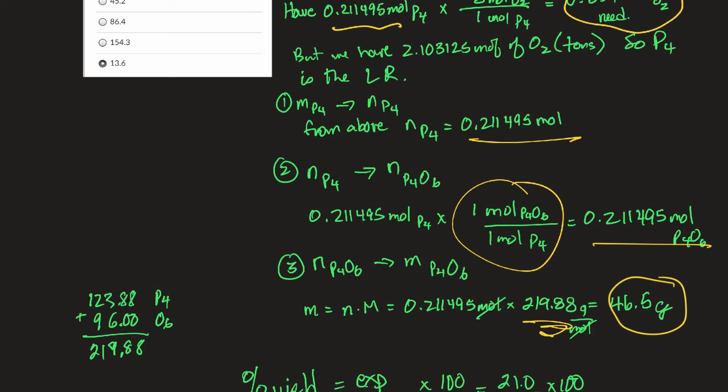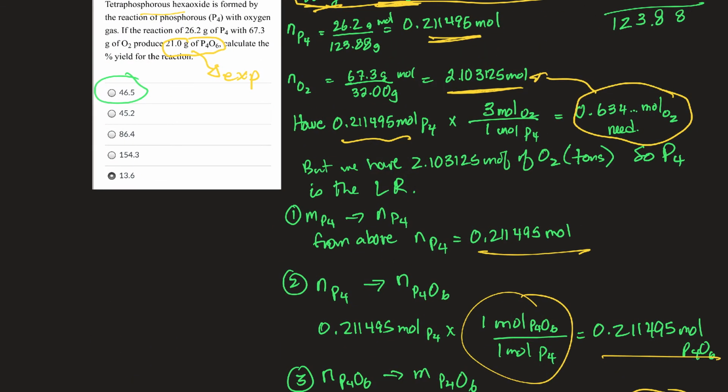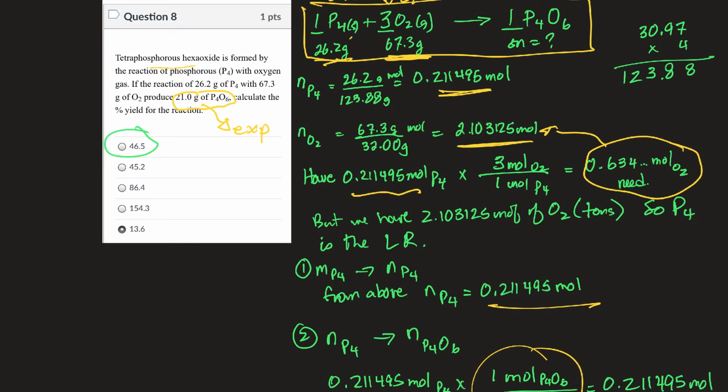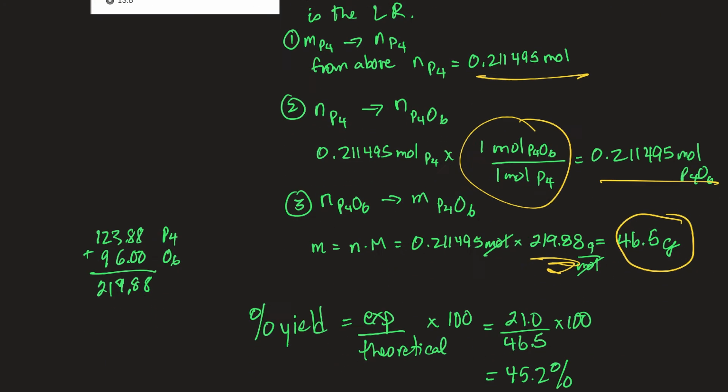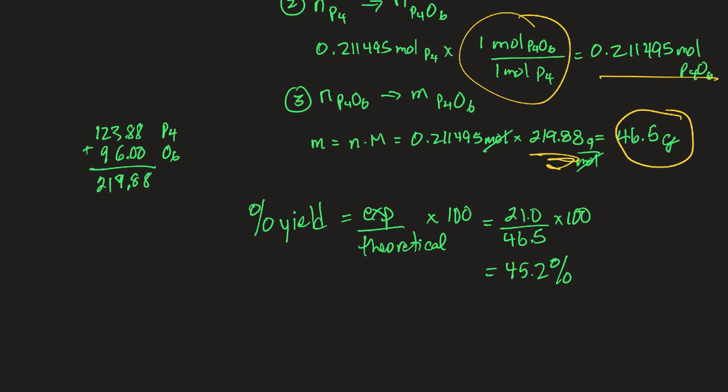So theoretically, if I reacted 26.2 grams of P4, 67.3 grams of oxygen, I would get 46.5 grams of the P4O6. However, they said I only got 21.